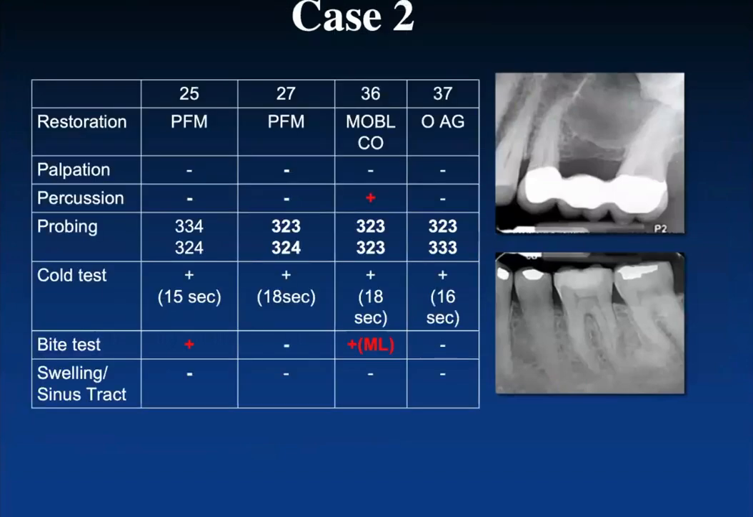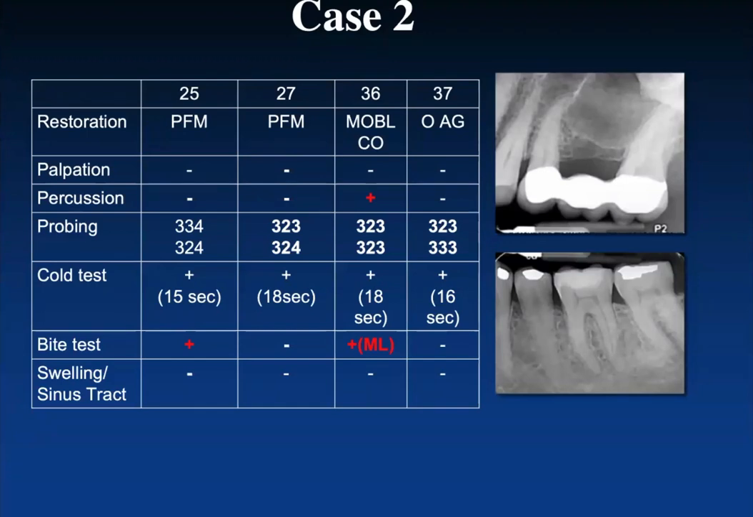So the testing was done, including 25, 27, 36, and 37. It was only percussion positive on the 36, bite positive on the 25, and bite positive on the 36. But the cold testing was within normal limits. So that took us nowhere. It wasn't conclusive, and it's confusing where the pain is coming from. Is it the 2.5, 2.7, or 3.6? But mostly it localized between the 2.5 and the 3.6.